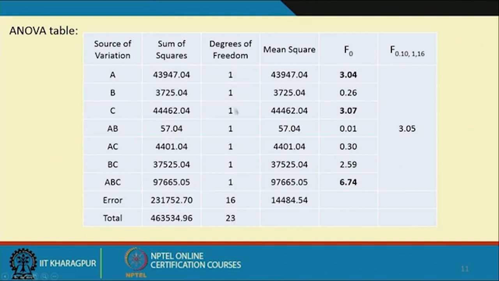7, each having 1 degree of freedom. So, 7 degrees are lost for this. So, how many remain for error? 23 minus 7 is 16. Then find out the mean square.